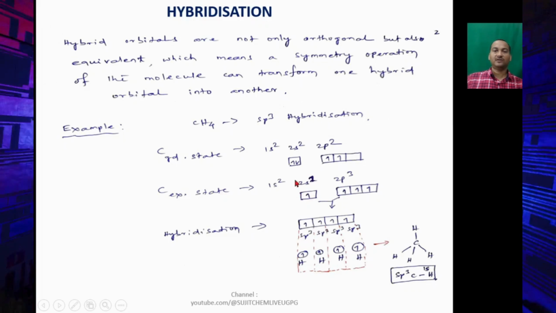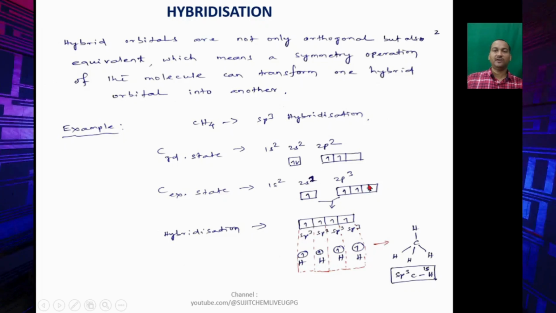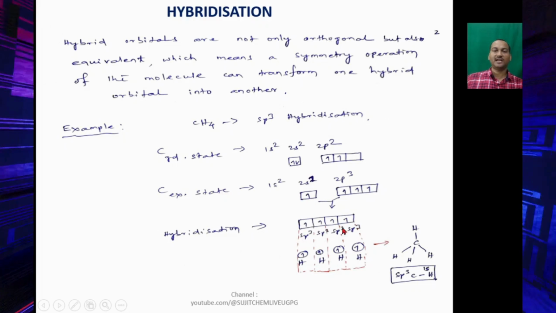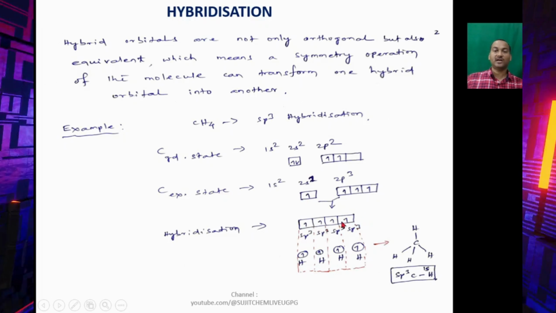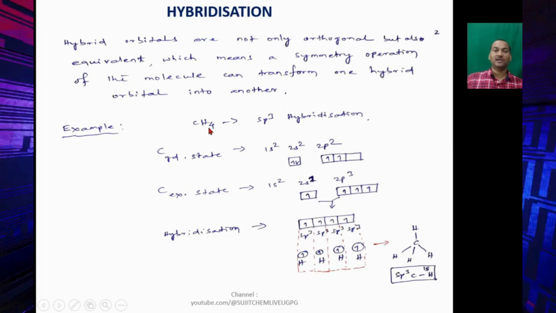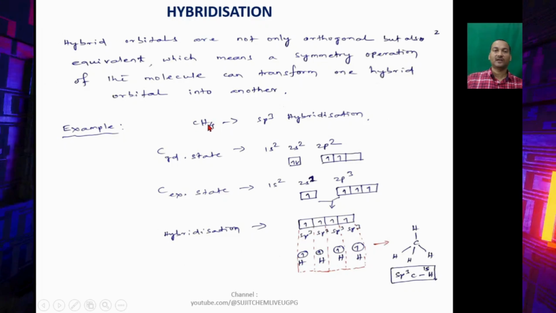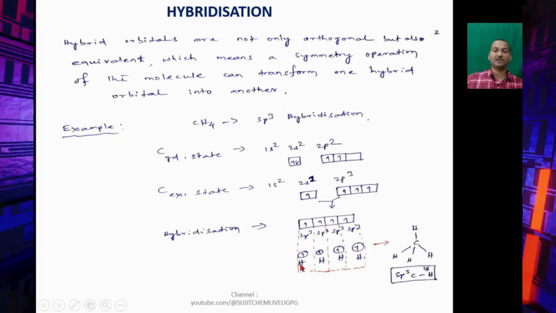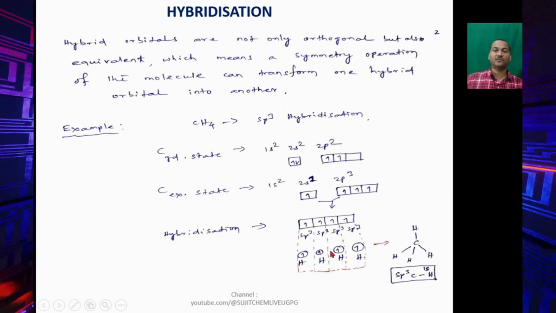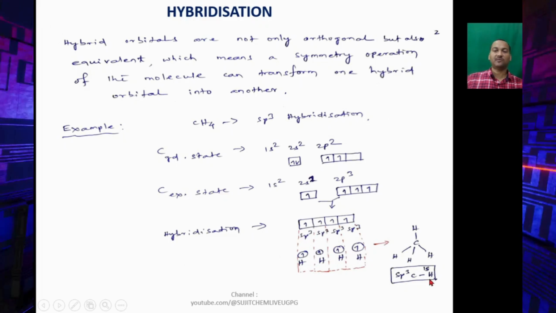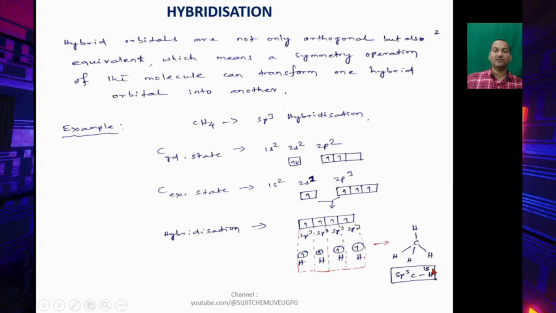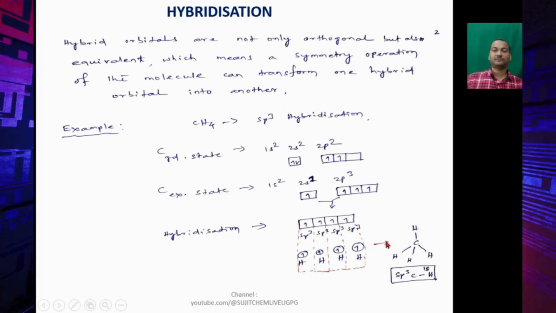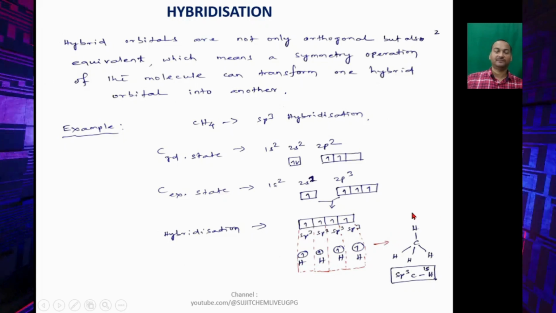So the 2s orbital and 3 p orbitals will intermix to give rise to 4 equivalent sp3 hybrid orbitals. Each has one unpaired electron, and we know in methane molecule we have 4 hydrogens, and this unpaired electron can overlap with the 1s electron of the 4 hydrogen atoms as shown here, giving rise to 4 sp3-s sigma bonds. So the structure of methane is explained.